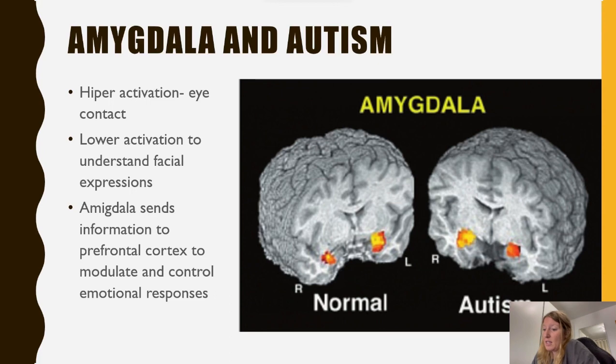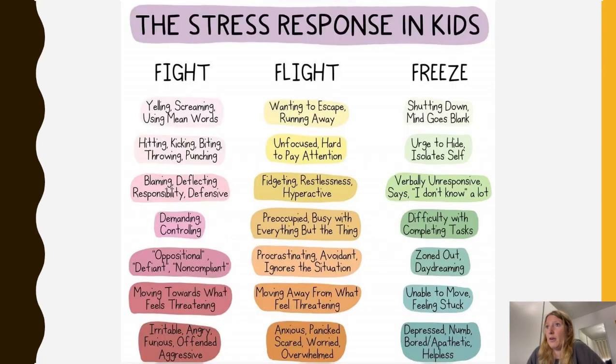This amygdala sends information to the prefrontal cortex, which we will talk about now, to modulate and control the emotional responses. What happens is that the prefrontal cortex is not finished until we are 25, and this is the one that controls these kinds of emotions. First, let's see some other stress responses in kids. We are not just talking about fight or flight. In a child, we can find different ways of activating this fight or flight response.